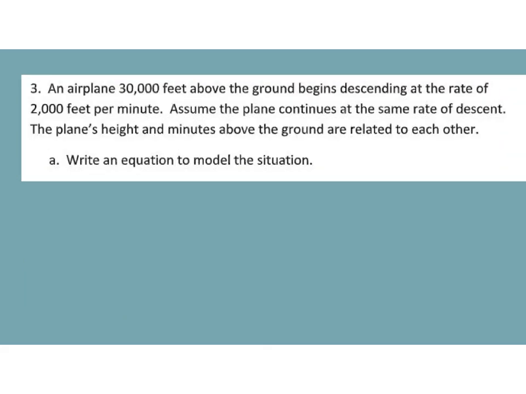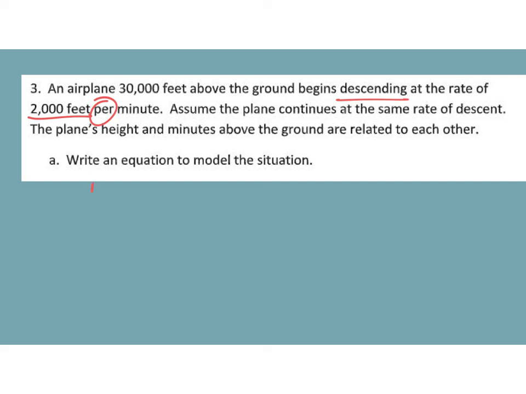We've already done this one, so there's some repeats here. All right, here's a good one. An airplane is 30,000 feet above the ground, and it begins to descend at a rate of 2,000 feet per minute. There's that word per. We talked about that. Assume the airplane continues at the same rate of descent.